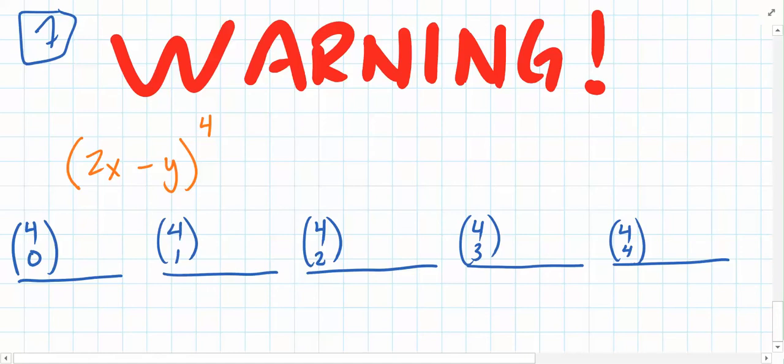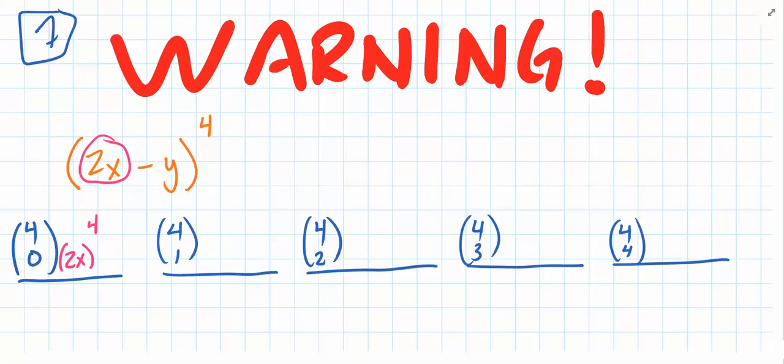Okay, here's one of the warnings, and I'll do this in pink for you. You need to take the entire first term, which is 2x, and raise all of the 2x to the power of 4. What do you think the mistake that is most commonly made? To distribute the 4 to each, the 2 and the x. Yeah, people forget to raise the 2 to the power of 4 as well. So you have to raise the whole thing.